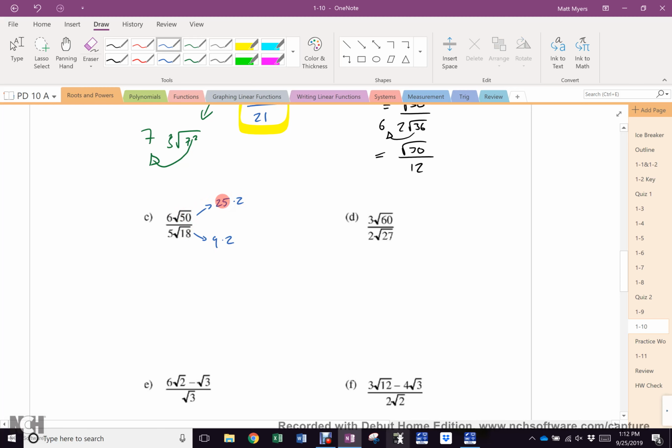9 and 2. So what's coming out of the top one? 5. What's already out there? So what's the answer? 30 root 2 over 15. What, when I am multiplying and I have the same thing on the top and the same thing on the bottom, what do I get to do?